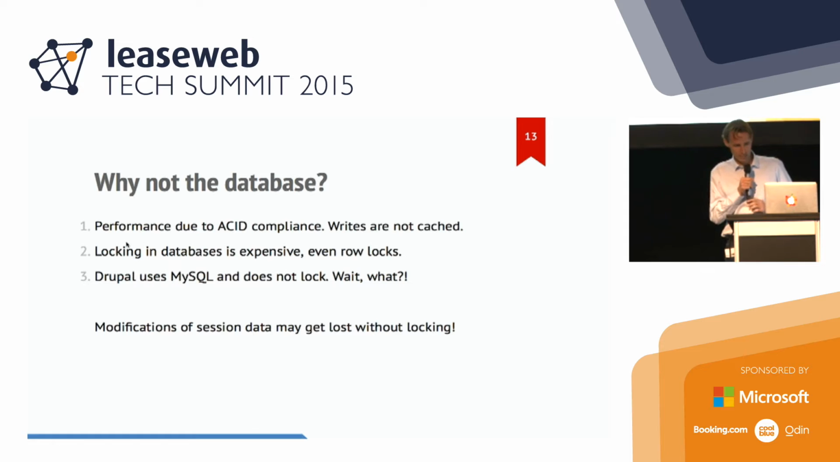The second thing is that locking in a database is quite expensive. Why you need locking, we'll get to that in a minute, but locking in a database is expensive. In MySQL 4, for instance, you could do a full table lock. Well, that's not really a database, maybe. But in MySQL 5, you have row locks, but they're still quite expensive. Then I looked, for instance, at Drupal, which is a technology we use. And I saw that we were using MySQL, and it doesn't lock. I was like, what's going on? Why doesn't it lock, and what impact could it have?